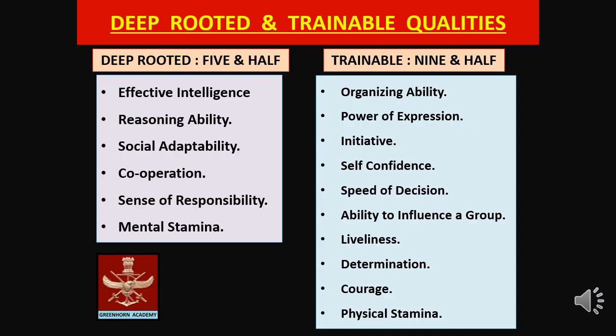Out of the 15 different officer-like qualities, they are further subdivided into deep-rooted and trainable qualities. The deep-rooted qualities are the ones which are inherent to an individual's personality and cannot be trained, acquired or developed in an individual. However, trainable qualities are those qualities which can be inculcated in an individual after he undergoes training in the various academies.